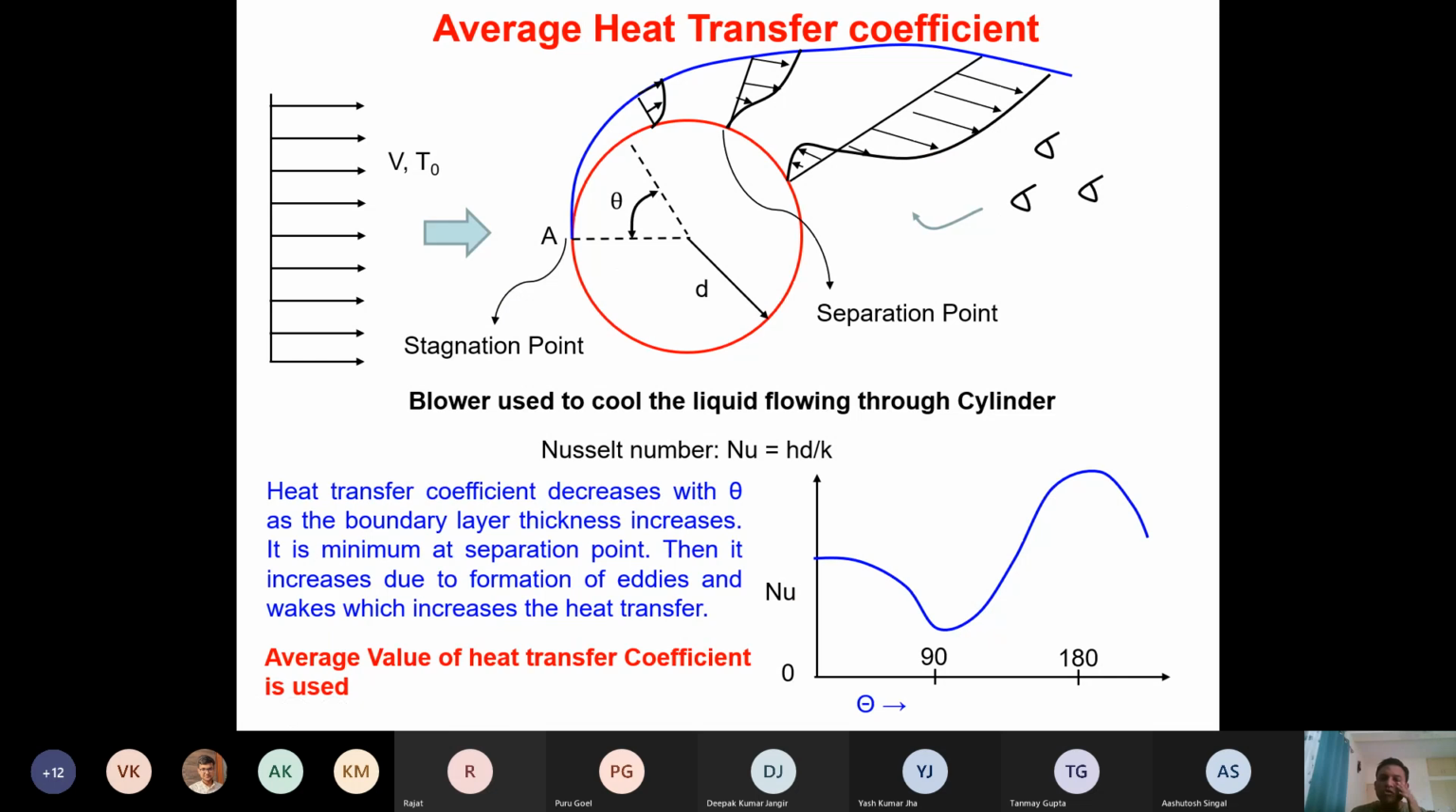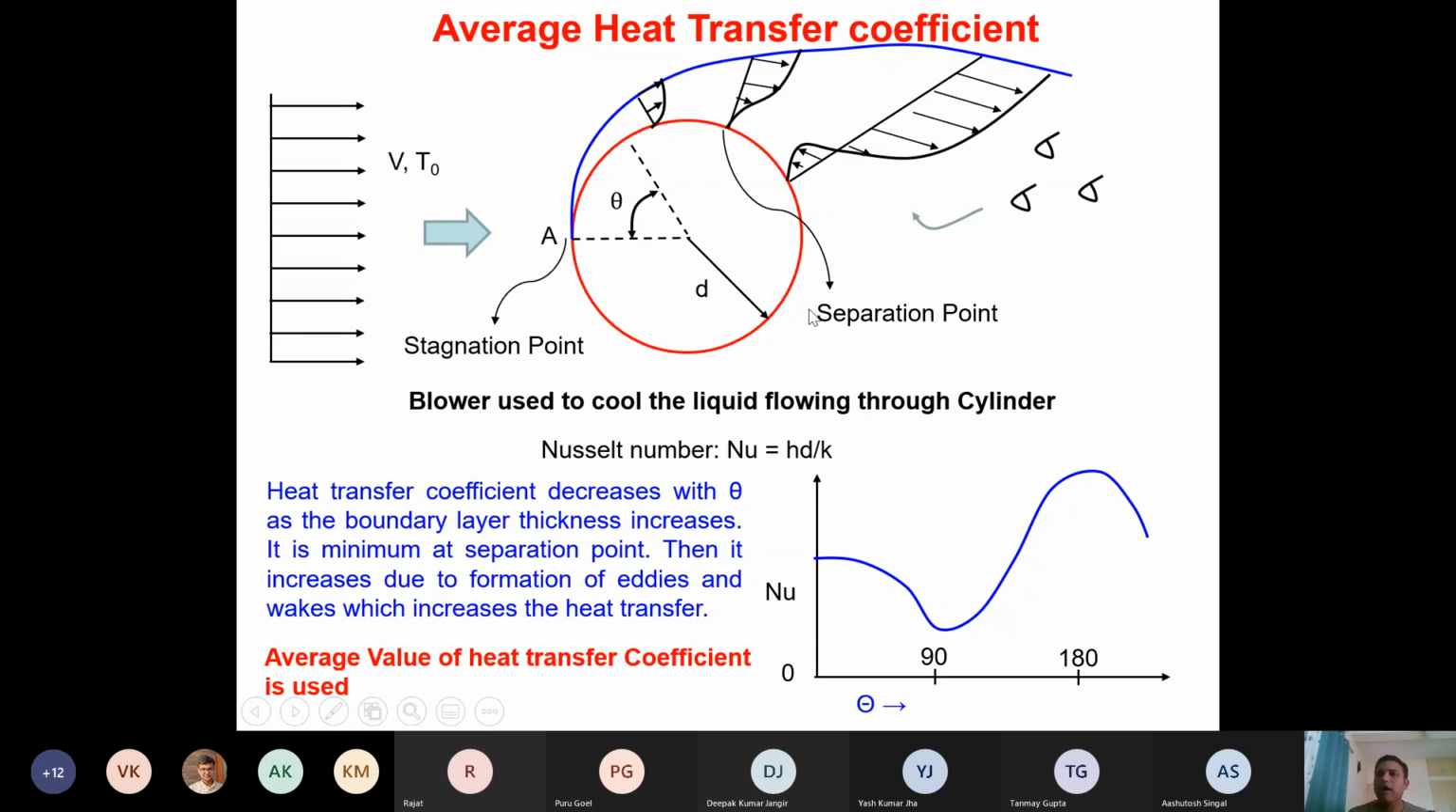So this is the same concept as I said, that the heat transfer coefficient is not constant. Here you can see along the theta direction the heat transfer coefficient, or the Nusselt number. The Nusselt number in this case is hD by k. Clearly D is constant, k is constant, so this gives me the same picture corresponding to the heat transfer coefficient. I can clearly say that the heat transfer coefficient decreases first as the thickness of the laminar boundary layer increases till the separation point. Beyond the separation point, eddies and wake formations take place. Because of turbulence, the heat transfer coefficient starts increasing again.